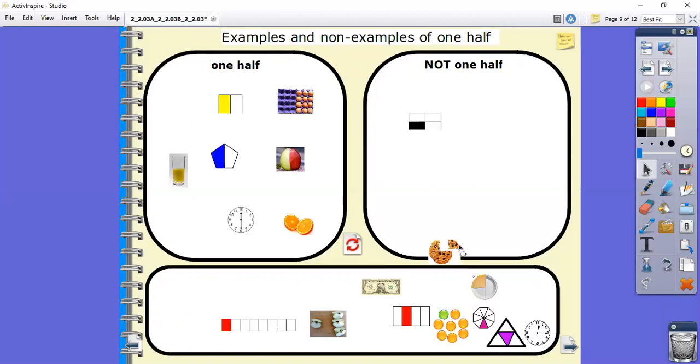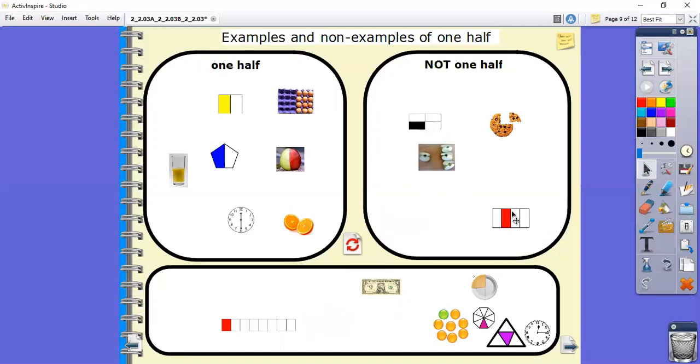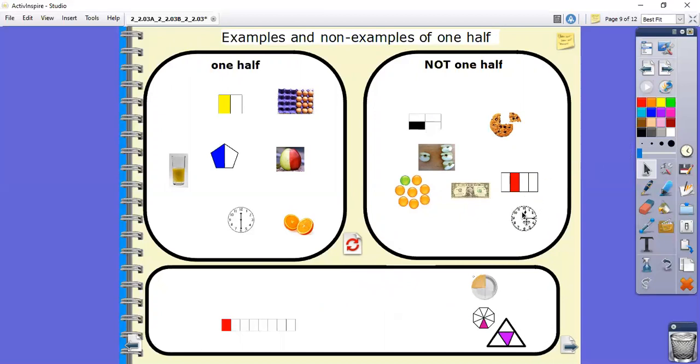Now the ones that are not so much. This is cut into 4 pieces and only 1 is shaded. That's 1/4. The same thing here. 1/4 of the cookie is going to be missing. Here we have 4 pieces. Again, oh my gosh, there's a lot of 4 pieces on here. There's 8 pieces. This is a whole dollar, not half of it. This is 15 minutes, not 30 minutes, which is half an hour. Oh yes, lots of those. Okay, I think we're understanding.